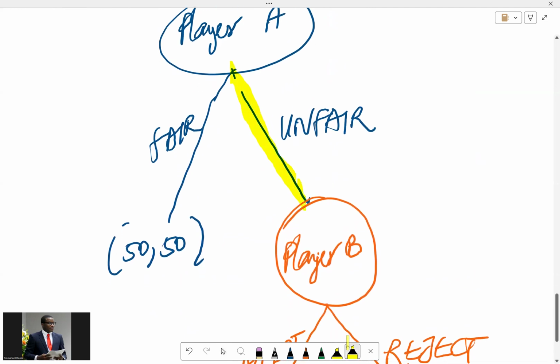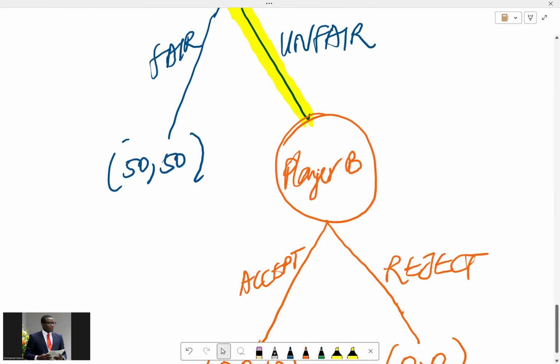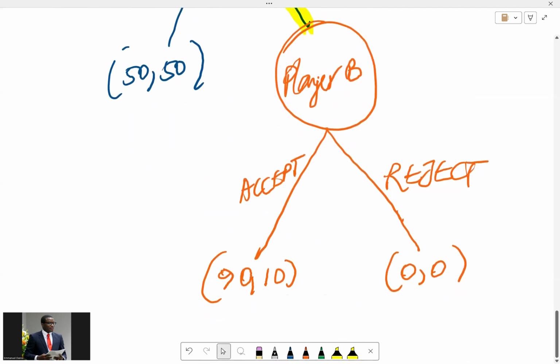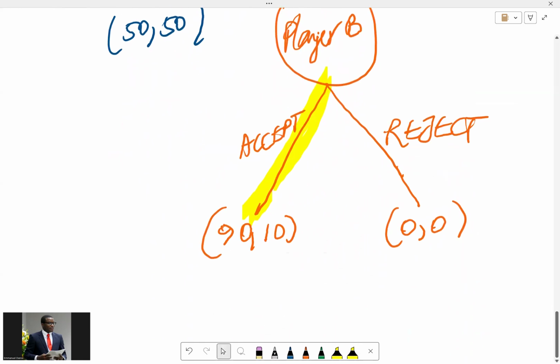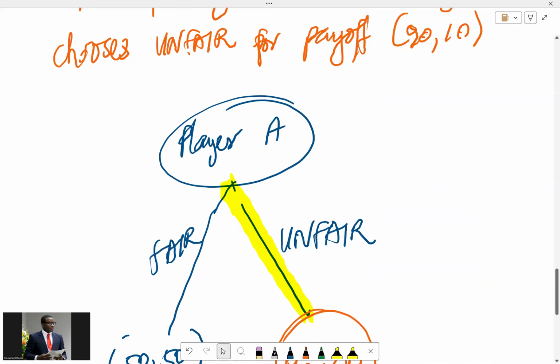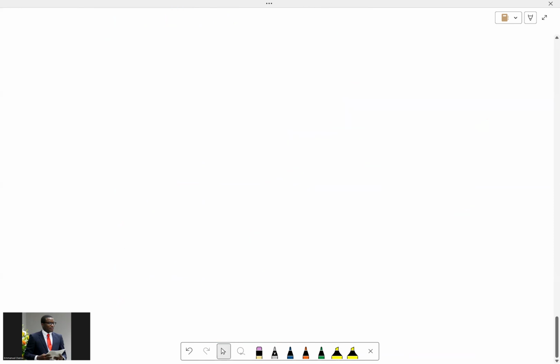So we have this. Player A plays unfair, and then at the end of the day, player B accepts. So the subgame perfect Nash equilibrium will be 90-10. Okay, that is it in the game tree, which you can also represent as a matrix. So let's do the matrix representation.